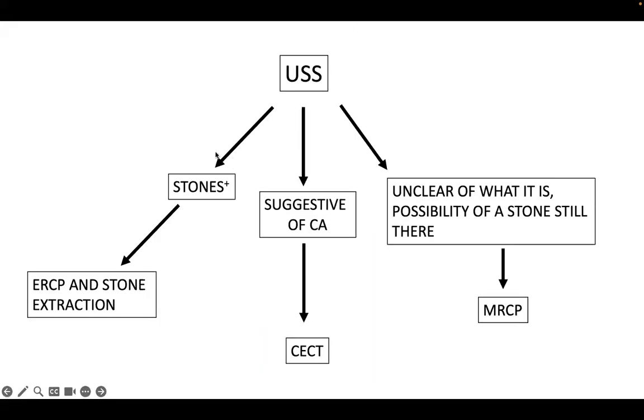This is just a summary that we came up with during the appointment. First you do the ultrasound scan. If the ultrasound scan shows stones, you go ahead with the ERCP and stone extraction. If the ultrasound scan is suggestive of a carcinoma, then you will do a contrast enhanced CT. If you're unclear what it is and there's a possibility of stones still, then you have to do an MRCP.